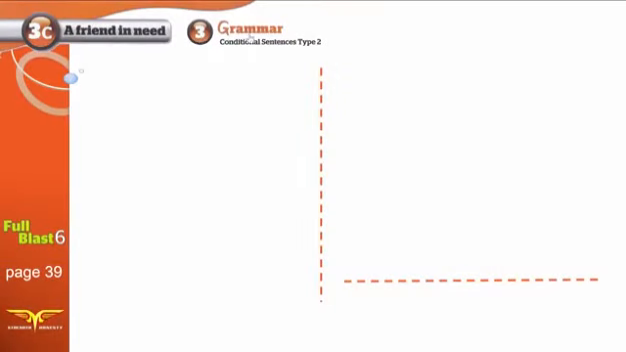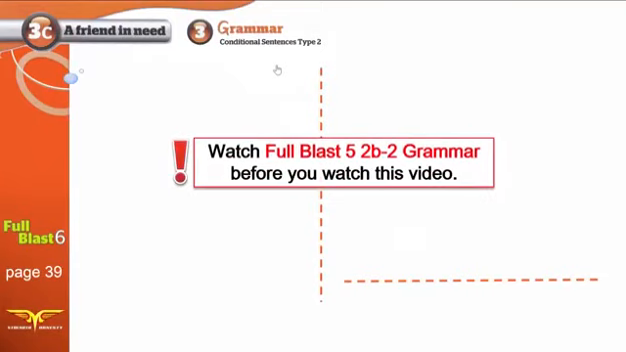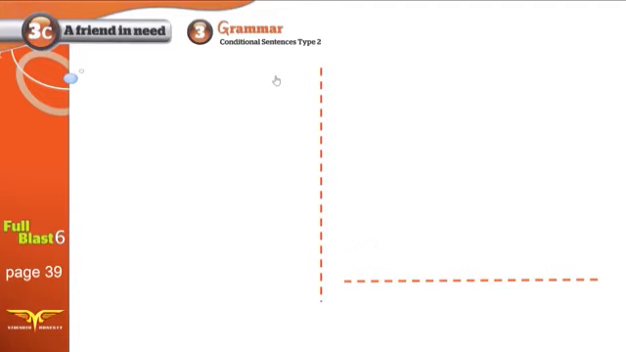3. Grammar. Conditional sentences type 2. Wait a minute. Is there a conditional sentences type 1? Yes, there is, and we took it last semester in Full Blast 5. This is why I need you to watch Full Blast 5, Module 2B, Lesson 2, Grammar, before you watch this video for all the details about conditional sentences type 1.